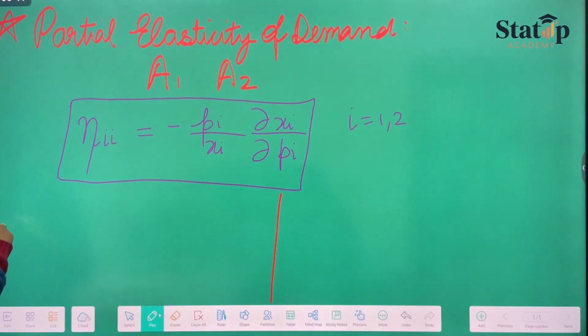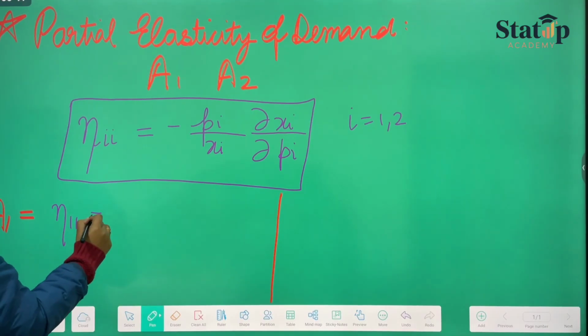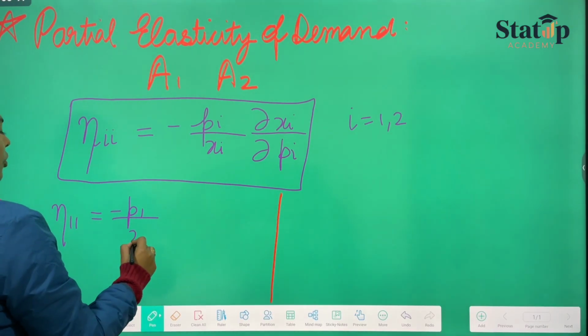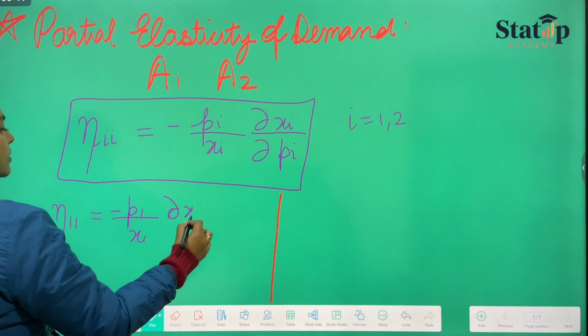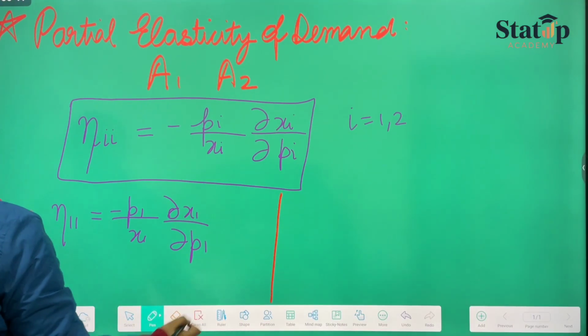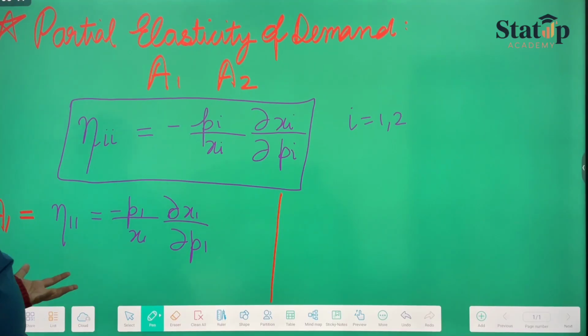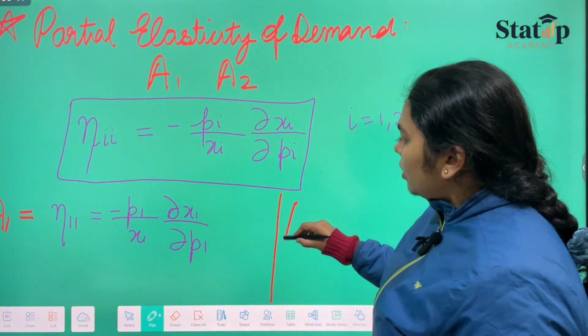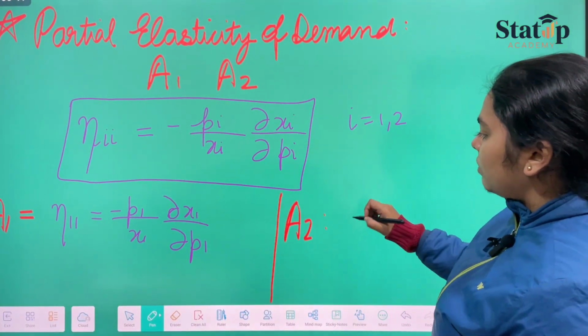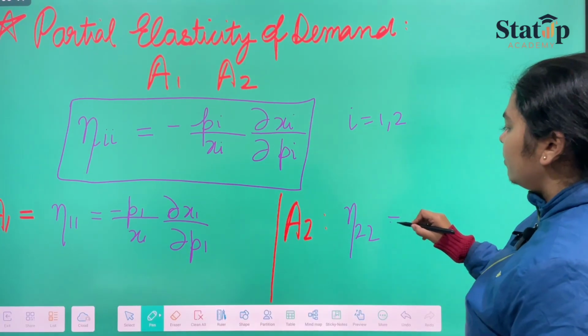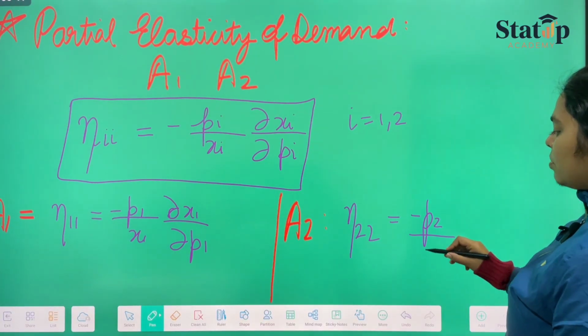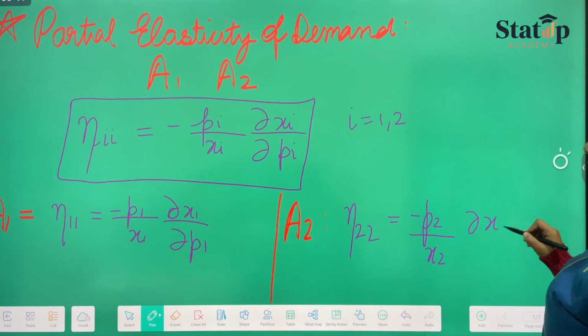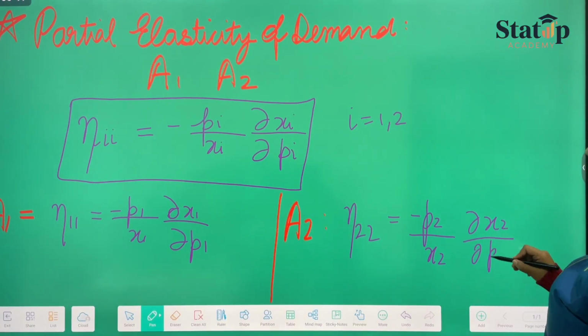If we are calculating partial elasticity of commodity A1, then it can be represented as eta 11 equals minus P1 upon X1 into delta X1 upon delta P1. This is for commodity A1. That means, how does the demand of commodity A1 change with respect to its own price? If we have to calculate for commodity A2, then it will be represented by eta 22, where the formula would be minus P2 upon X2 into delta X2 upon delta P2.